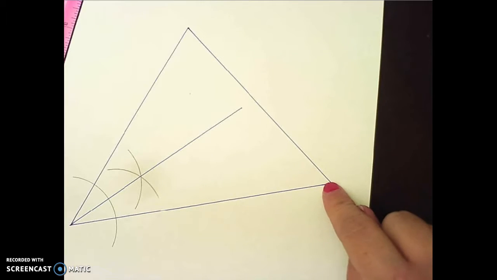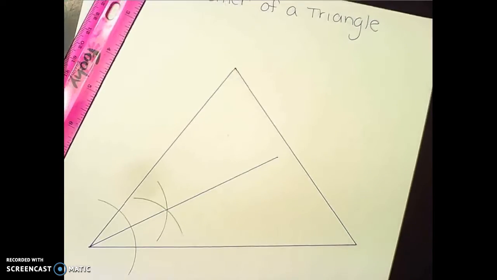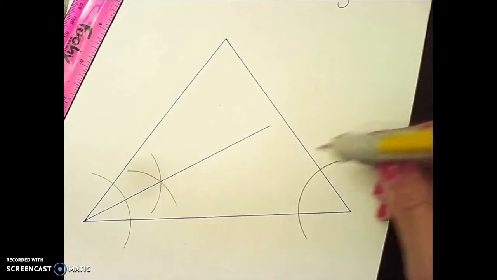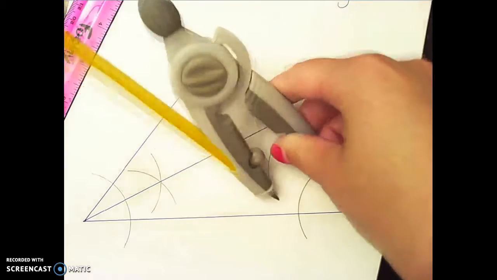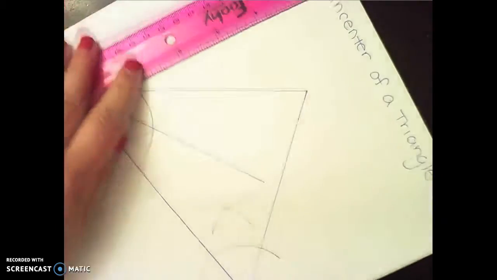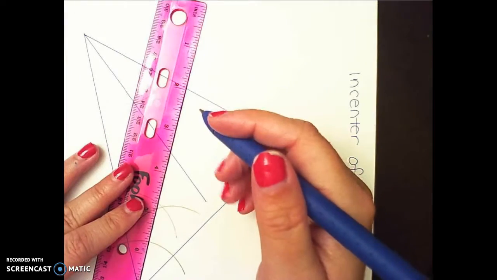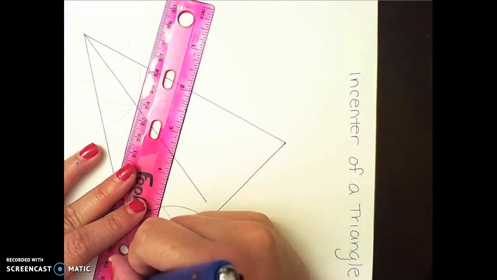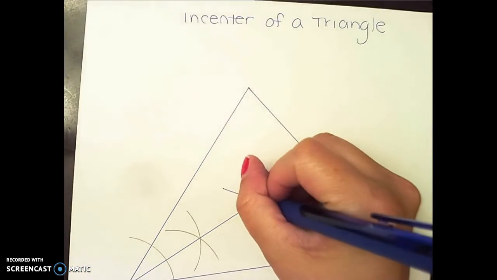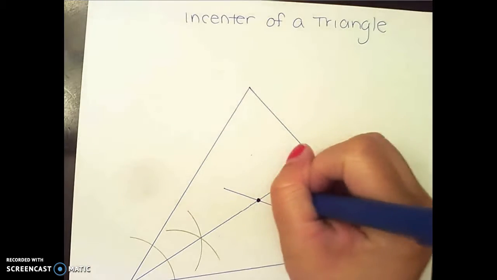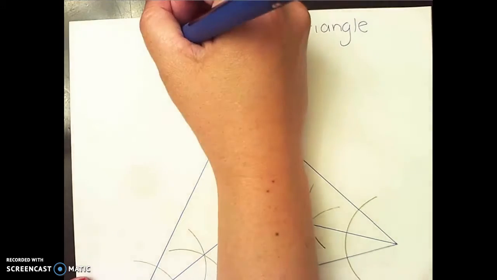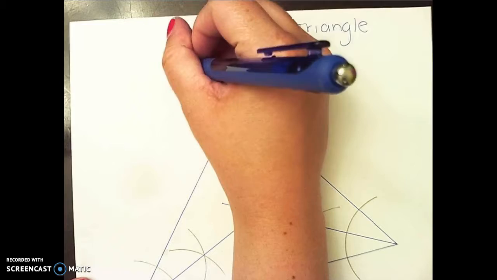I'm going to do this other angle as my second angle bisector. So same steps, arc that intersects both sides of my angle. I'm going to go to the first intersection point, arc through the middle, second intersection point, arc through the middle, and then I'm going to draw my angle bisector. Okay. So we can see where our two angle bisectors intersect. I'm going to call that point I for incenter. Again, when you see incenter, you need to be thinking angle bisector.